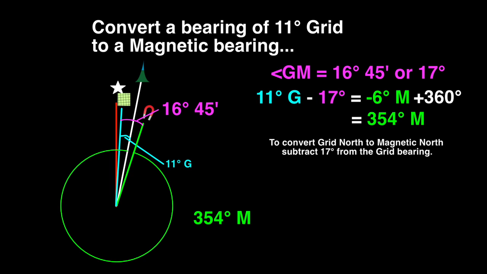To convert grid north to magnetic north, subtract 17 degrees from the grid bearing. To convert magnetic north to grid north, add 17 degrees to the magnetic bearing.